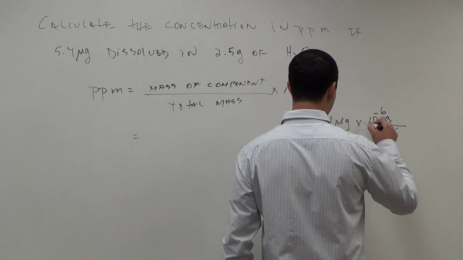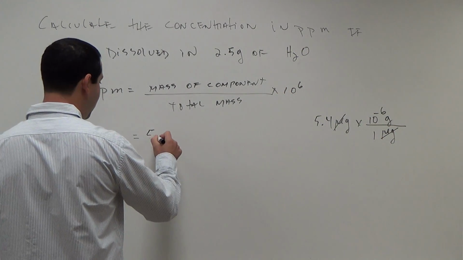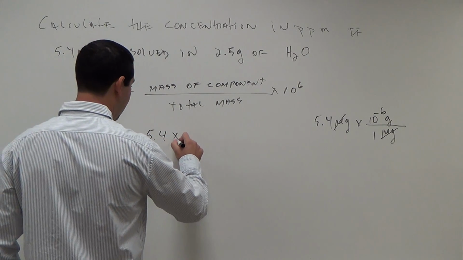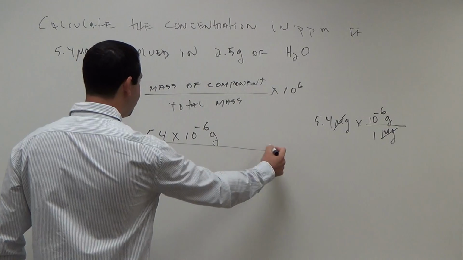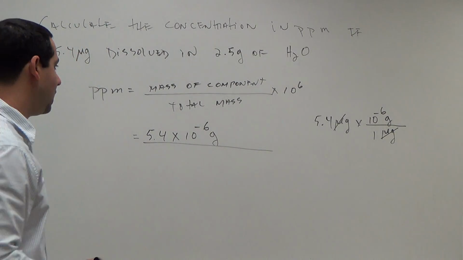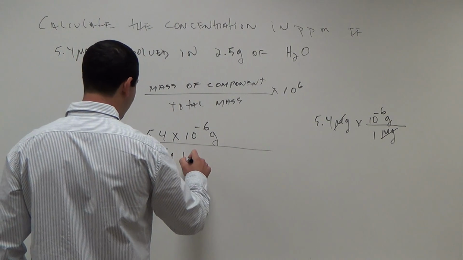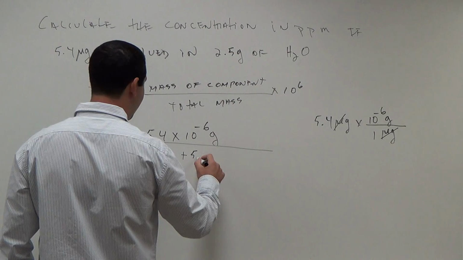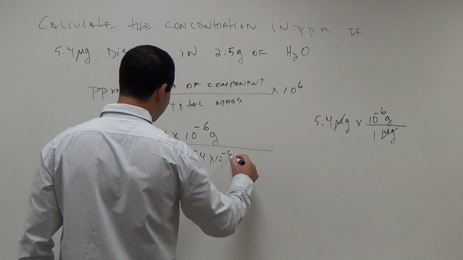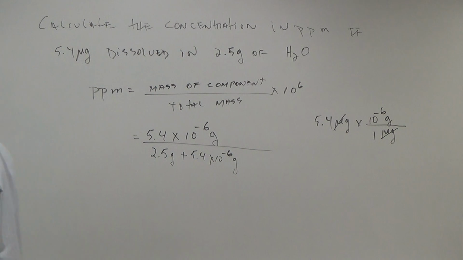Alright, so micrograms cancels with micrograms, so that's what we're going to write. We're going to write 5.4 times 10 to the minus 6 grams divided by the total mass. And the total mass is 2.5 grams plus 5.4 times 10 to the minus 6 grams. So what's this number going to be?